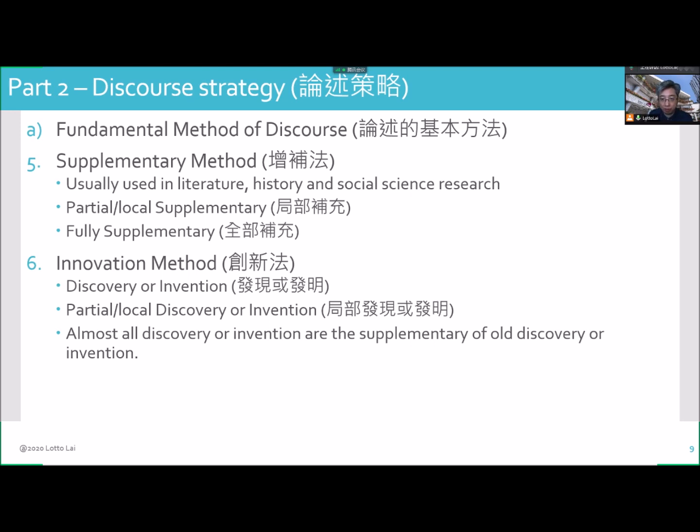The innovation method is a discovery or invention. It can be a partial discovery or invention. Almost all discoveries or inventions are supplements to old discoveries and new inventions. This is called the invention method.